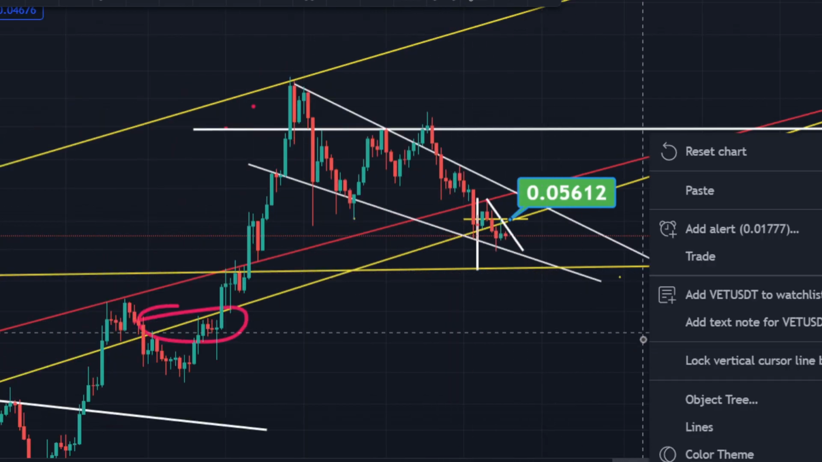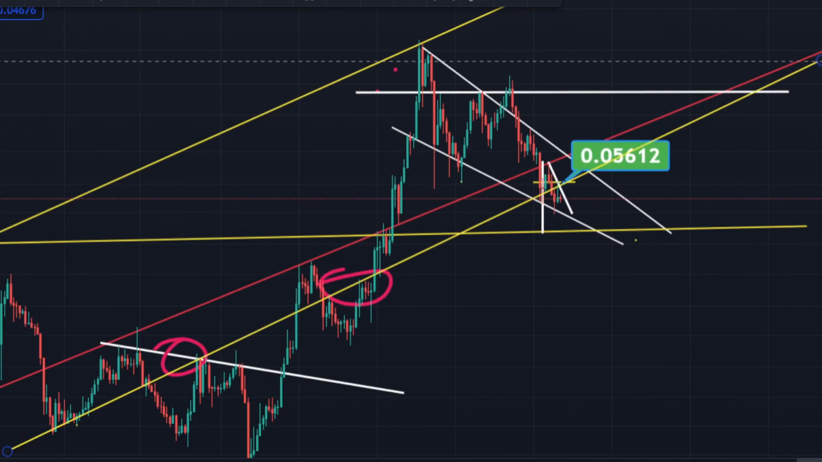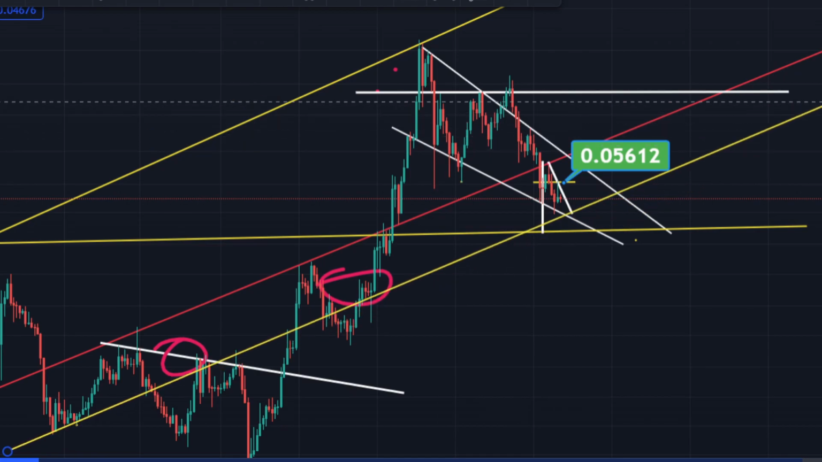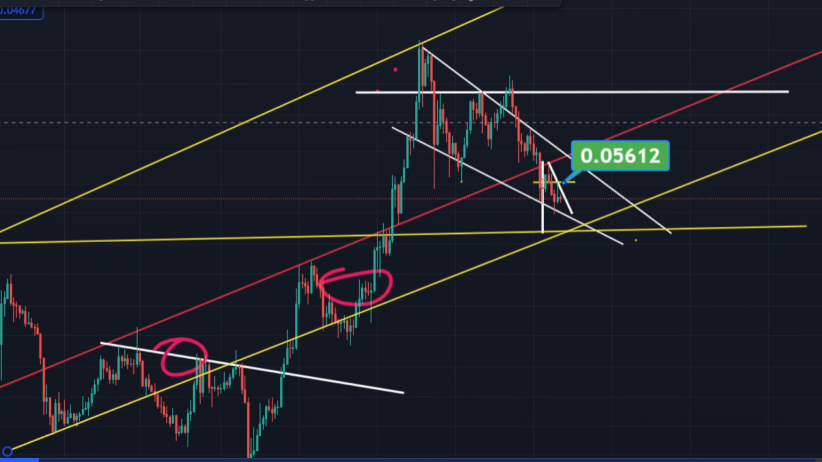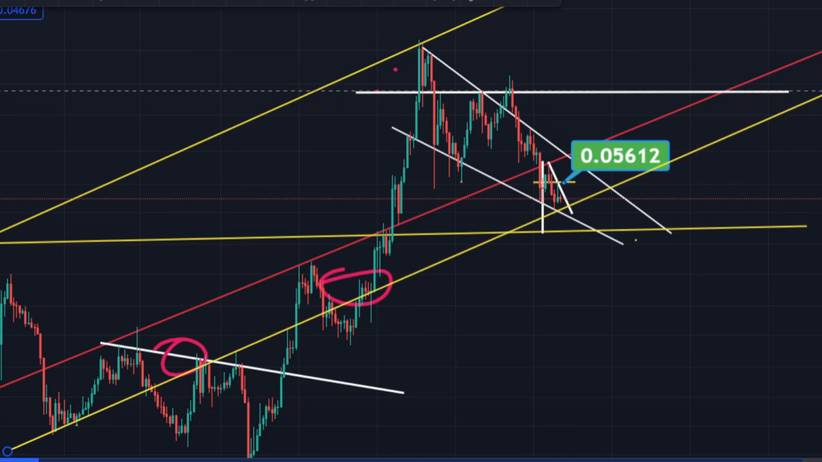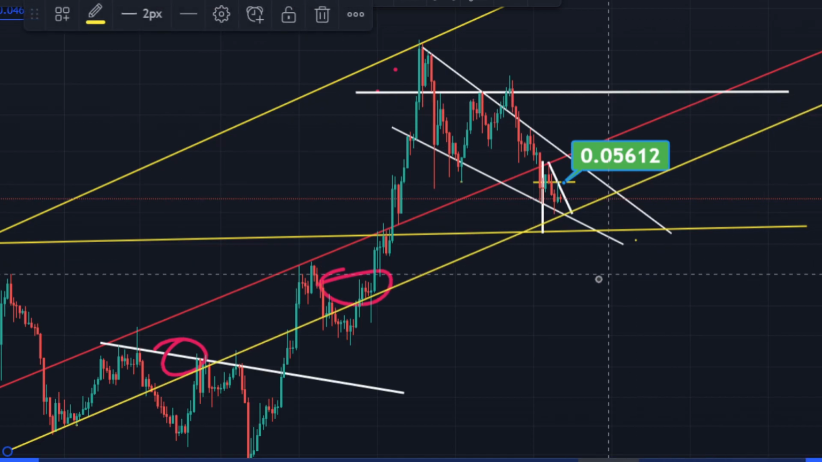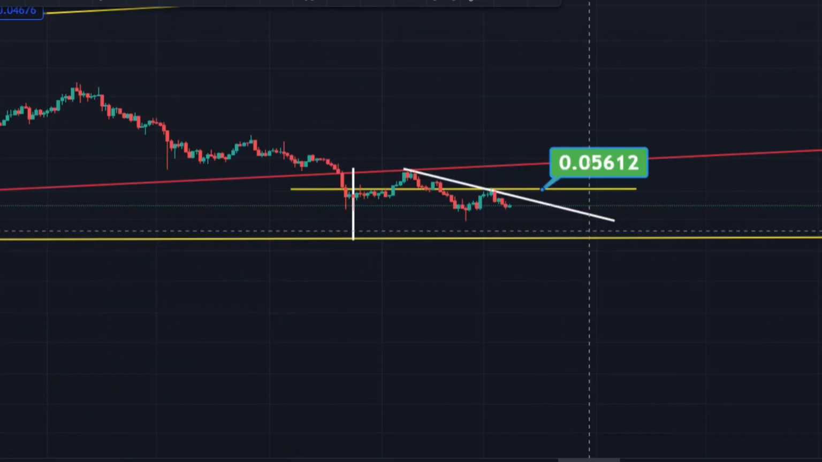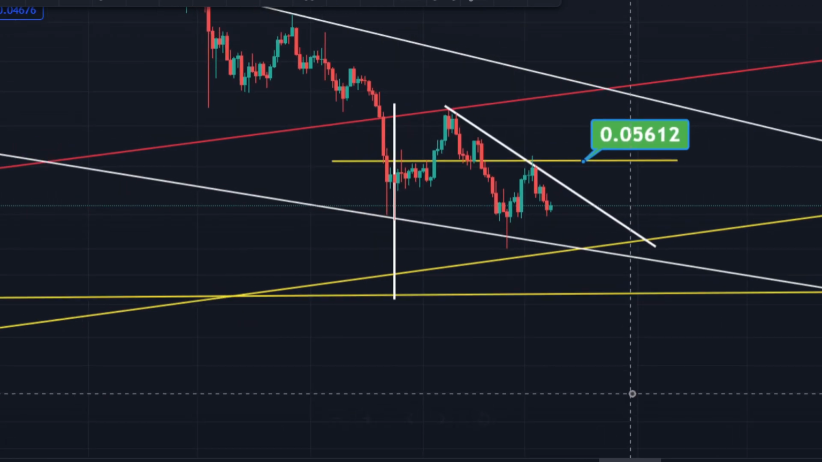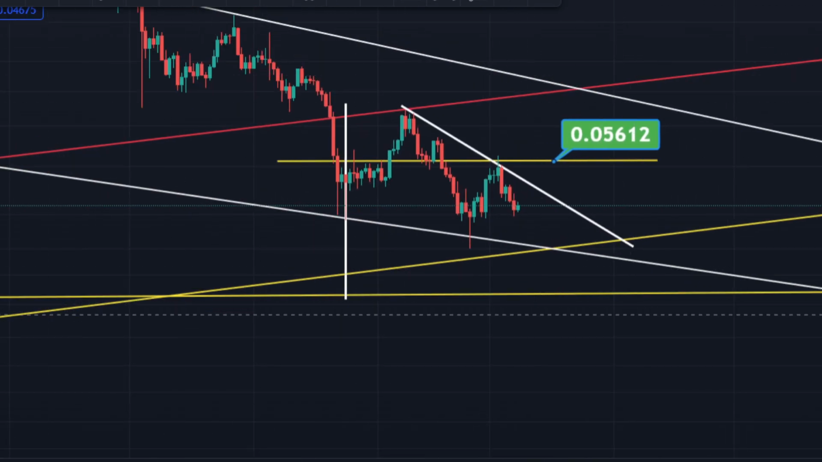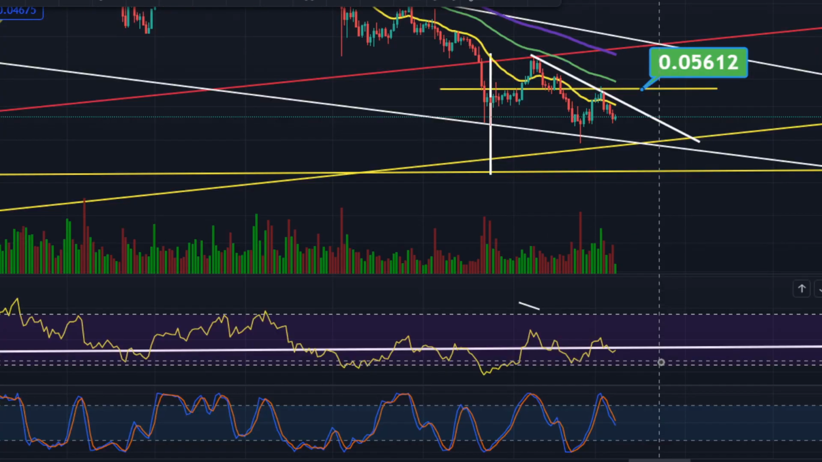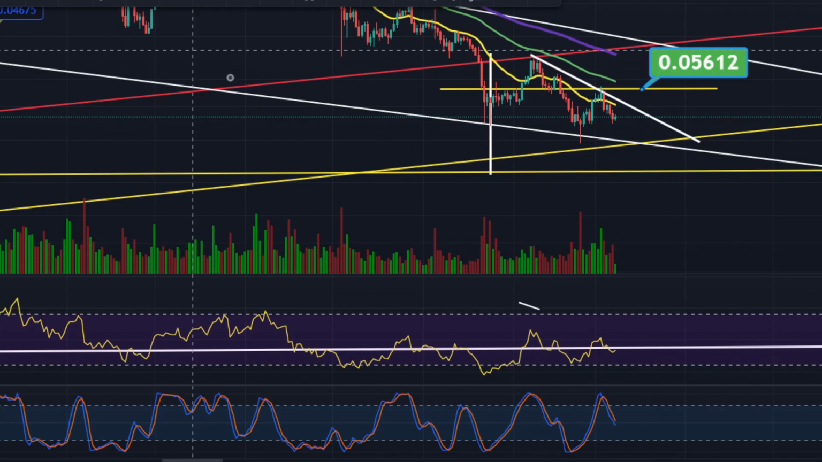But again, the main support level for this line is right over here. It's right over here, right over there. Yeah, right over there. So just keep an eye on that. And I feel at the moment in the hourly, if you take a look, we do have volume coming in. That's a good thing.